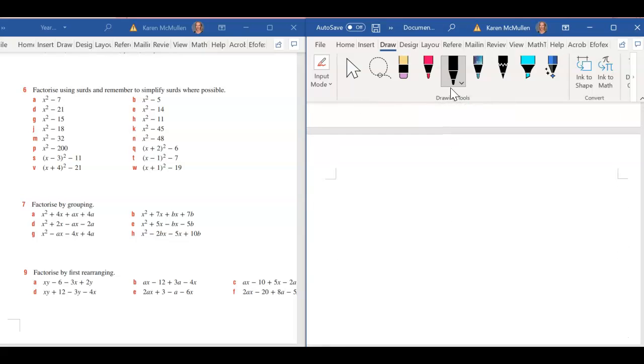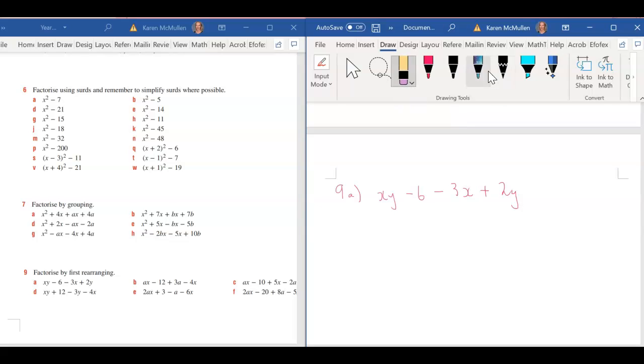All right, in question 9, let's just write the whole thing. xy minus 6 minus 3x plus 2y. All right, if I were to do grouping, you can see there's no common factors in those pairs. So you might come across a quadratic that you need to factorize, and you're like, oh, I can't do it by grouping. There's nothing in common.